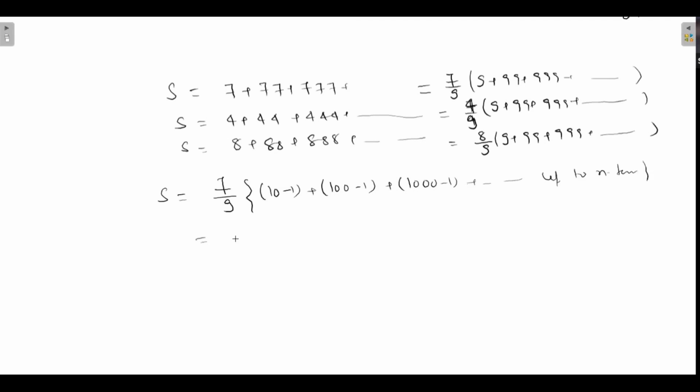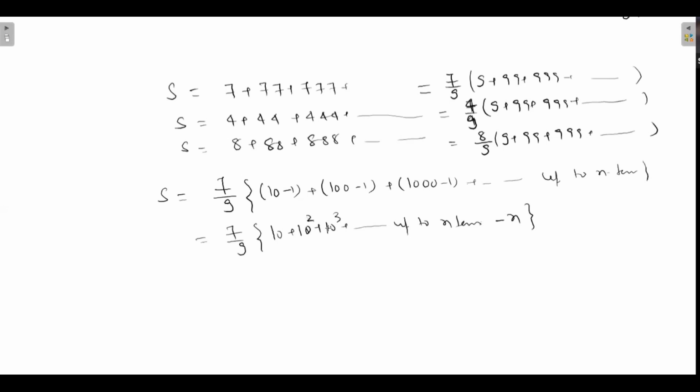So then here this will become 7 by 9. This will become, now I'm looking at 10 and 10 square, then 10 cube, and it is going up to n terms. And this minus 1, minus 1, minus 1 are n terms. So this will be minus n, because minus 1, n times.